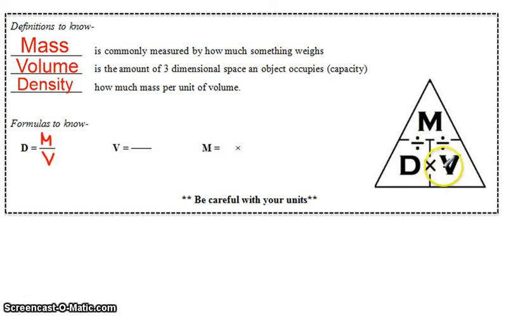Our next one is volume. So if we cover up V, we have M divided by D. So volume is equal to the mass divided by the density. And our last is M. So mass, if we cover that up, is equal to density times volume. And it's very important that we're careful with our units. So when we're labeling density, volume, and mass, we have to put the correct units. And sometimes they even give you different conversions, which we're going to look at in exercise 4.